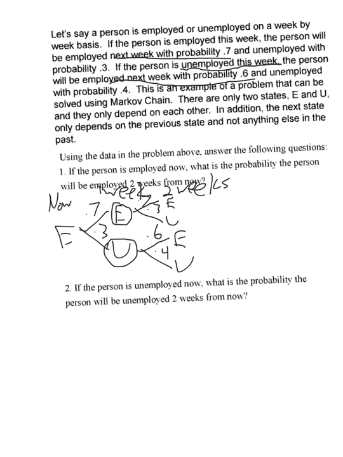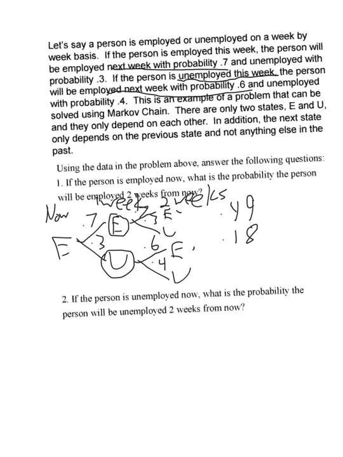Okay, so if I want to know the probability that they're employed 2 weeks from now, it's that spot and that spot, so we just multiply 0.7 times 0.7, which is 0.49. And then down at the bottom, 0.3 times 0.6 is 0.18. Add them together. Try not to mess this up. 0.49 plus 0.18 is 0.67. So there's a 0.67 chance that if they're starting out employed right now, 2 weeks from now they're employed again.